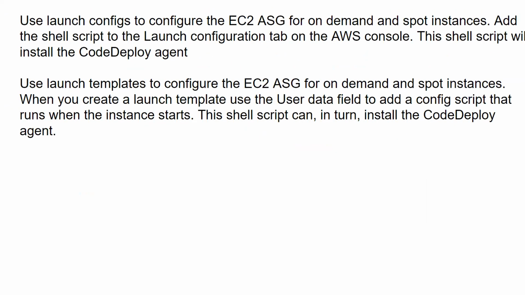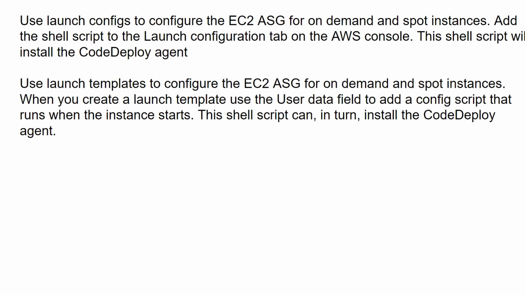Use launch configs to configure the EC2 ASGs for on-demand and spot instances. Add the shell script to the launch configuration tab on the console. This shell script will install the code deploy agent.